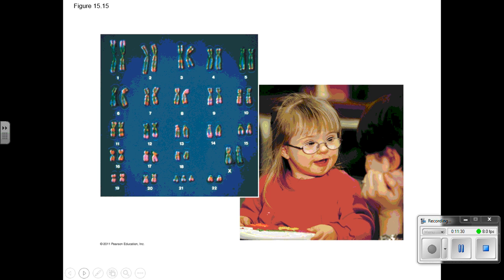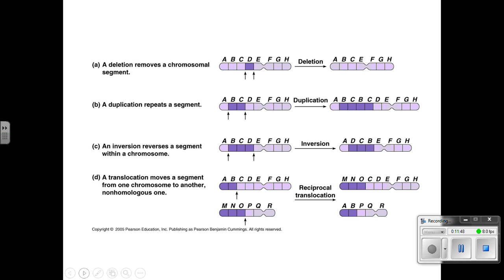Oh, here's Down syndrome, trisomy 21. Everybody has 2 copies, one from mom, one from dad of every chromosome, sorry. And what creates this characteristic Down syndrome appearance and the mental retardation is whatever genes are on that chromosome 21, when you add more of them, it's going to create those characteristics. So let's look at the alterations in the chromosome.